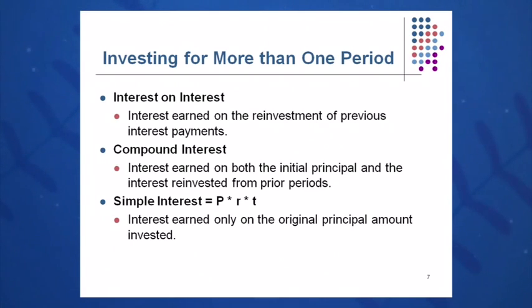So interest on interest is what compound interest is. It's interest earned on reinvestment of previous interest payments. And that's the advantage and the power of compounding, because you're getting interest on principal plus interest on interest.